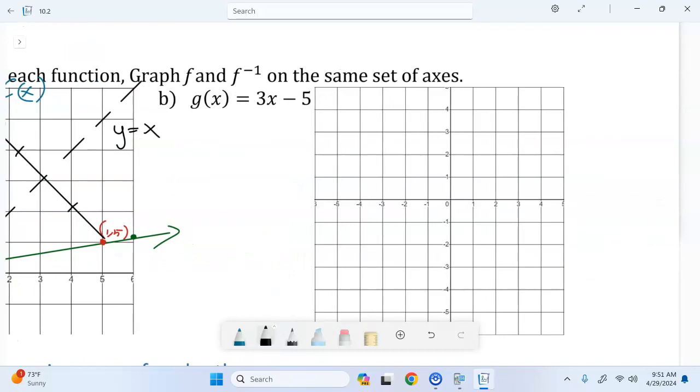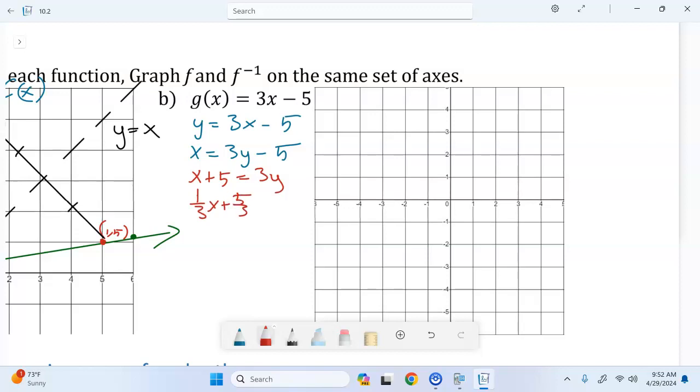Let's go ahead and do the same thing with g of x. What do I do first? We're going to replace g of x with y. And then when I switch them, what's my new equation? Good. Now what? Yep. Add 5. Divide by 3. Now what? g inverse of x.